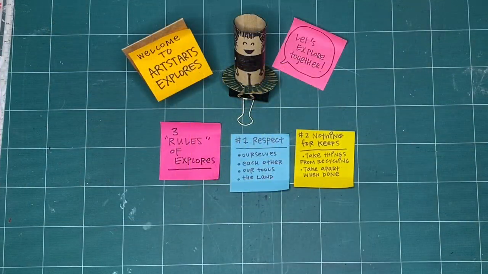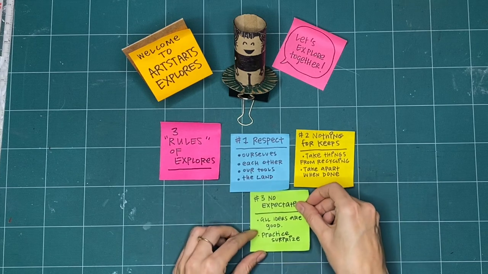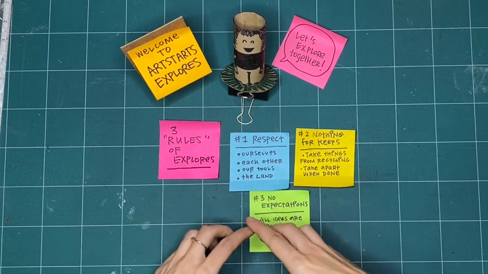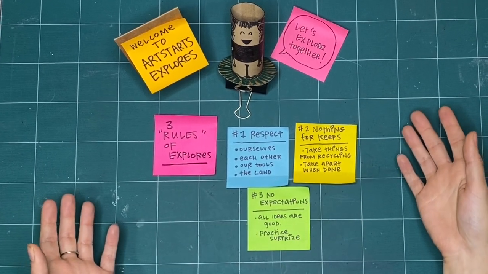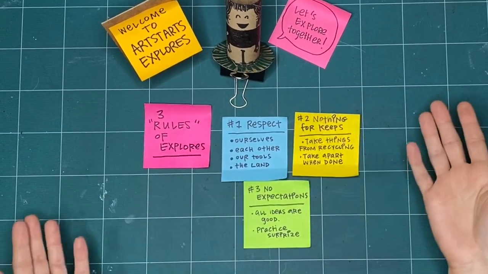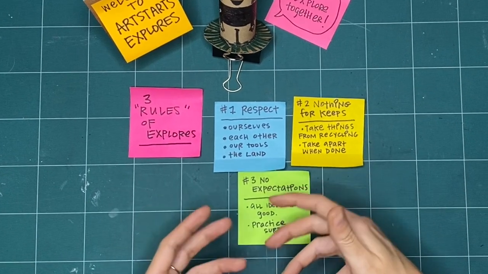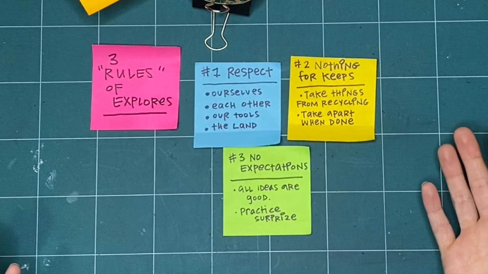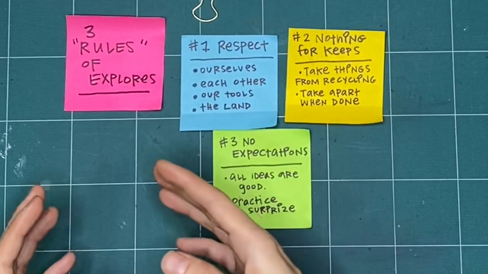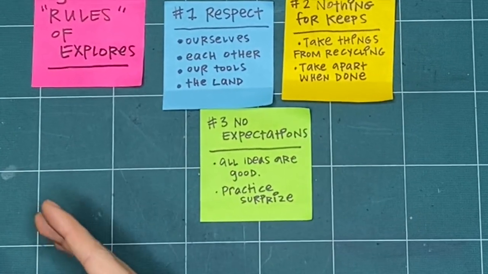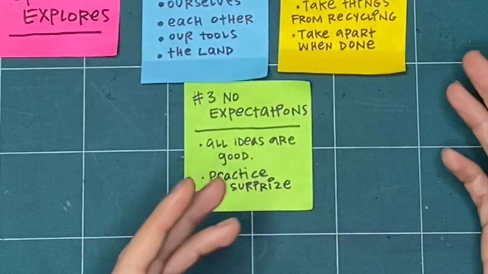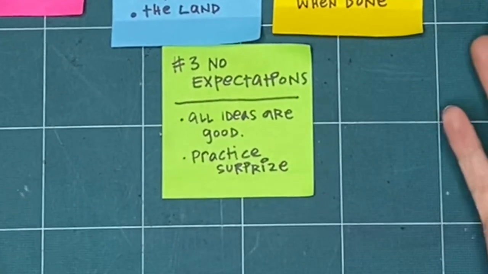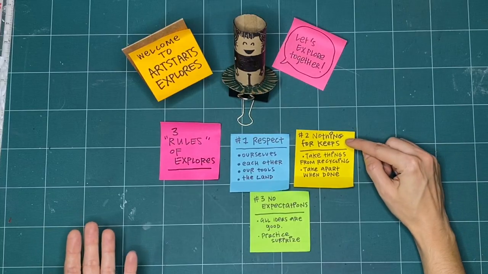Our last rule is no expectations. If we're not expecting something to turn out good, or even to turn out bad, we're open to it going in a whole bunch of different ways. And that means that all respectful and creative ideas are good, regardless of what happens after we try something. If you already know how something is going to turn out, if you've done it before, we can be open to trying something completely new and practice surprise. And if it doesn't turn out, that's okay.